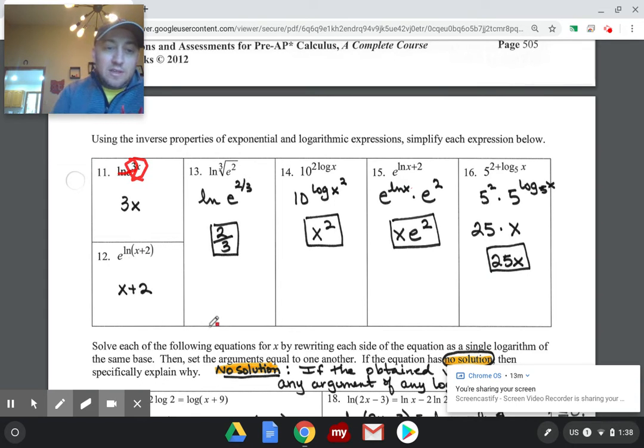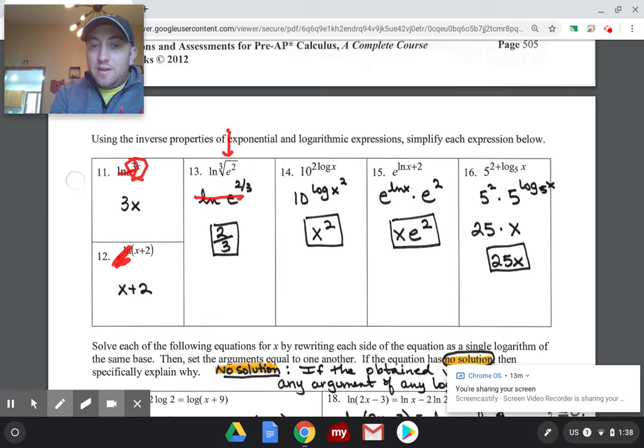Number 12, once again, we have natural log and e attached to each other, so those would cancel out, and you're just left with x plus 2. 13, I would rewrite the cube root of e squared with a fractional exponent. The natural log and e would basically cancel out, and you're left with 2/3.